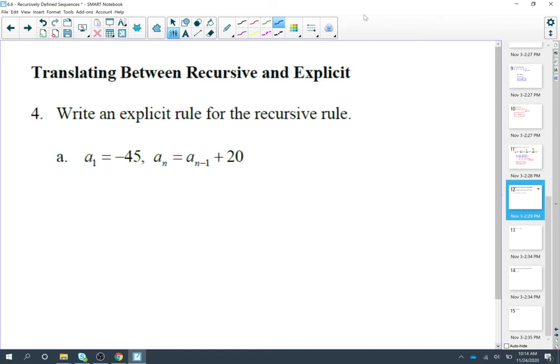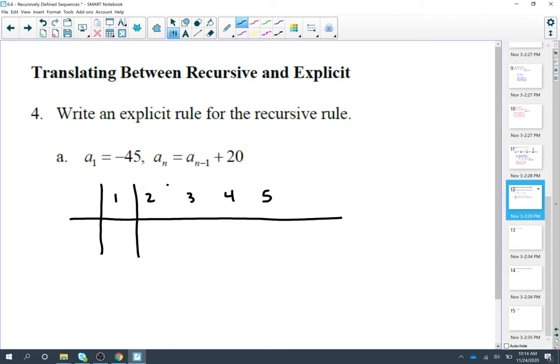Example 4. Write an explicit rule for the recursive rule. So specifically here, we're translating between recursive and explicit. Usually the first thing I like to do is make a table so that we get an idea of what's actually going on here. So in our table, 1, 2, 3, 4, 5, that should probably give us a pretty good idea of what's going on.